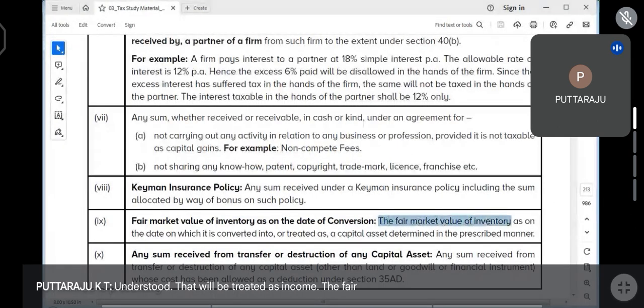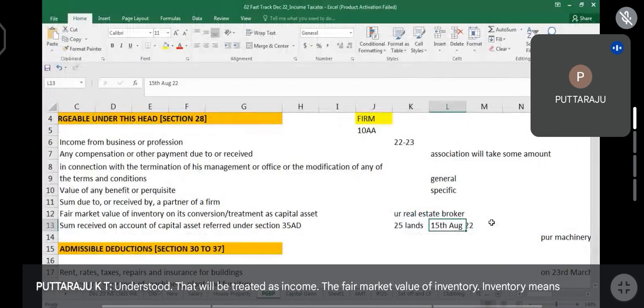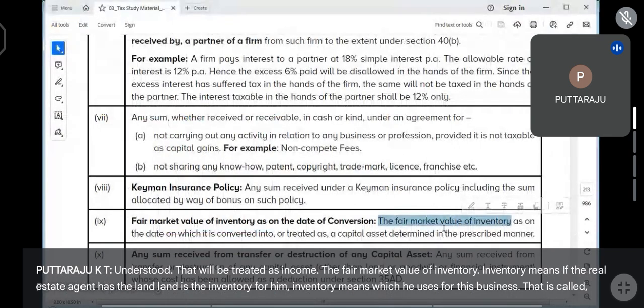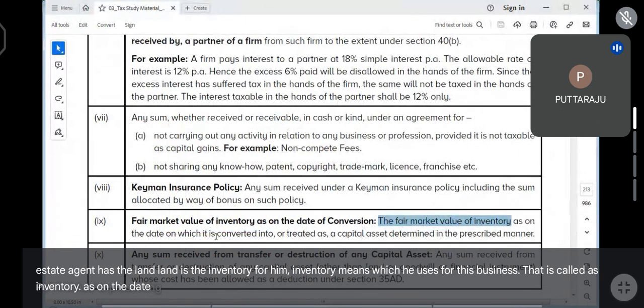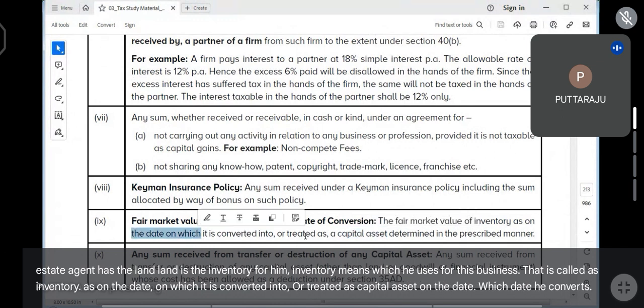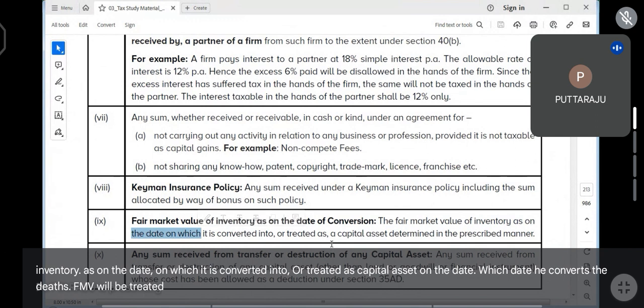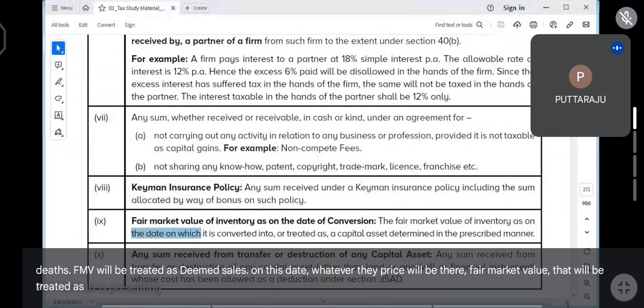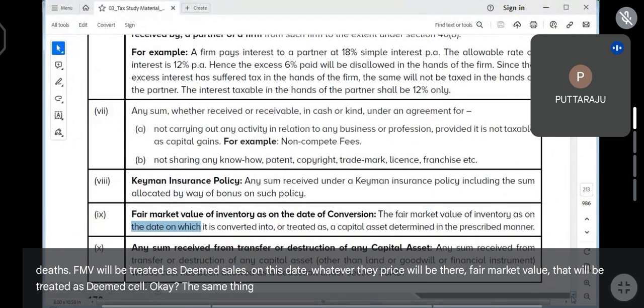The fair market value of inventory. Inventory means if the real estate agent has the land, land is the inventory for him. Inventory means what he uses for his business. That is called inventory. As on the date on which it is converted into or treated as capital asset. Which date he converts, that date's FMV will be treated as deemed sale. On this date, whatever the price is, the fair market value will be treated as deemed sale. The same thing we are going to study in capital gains also.